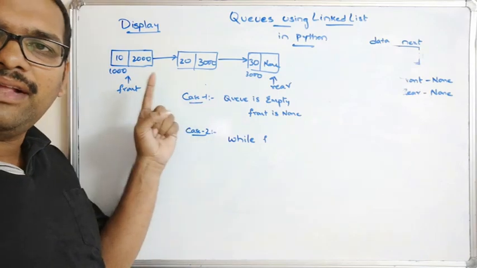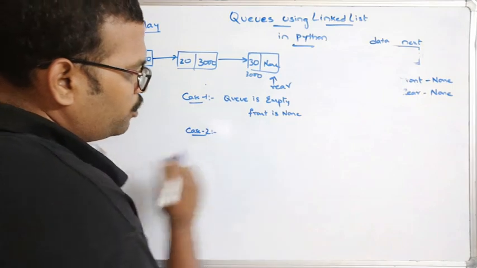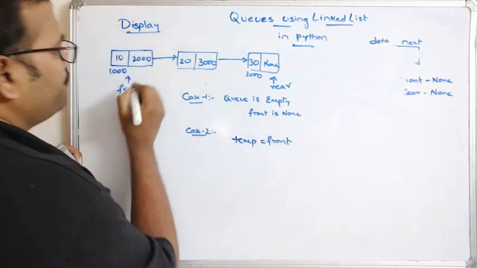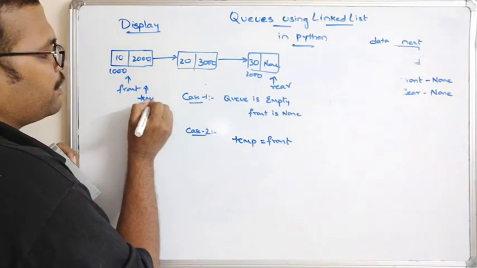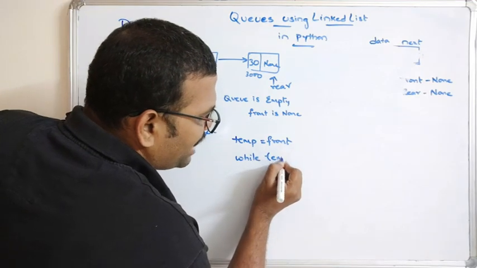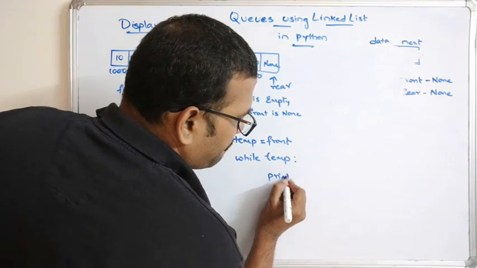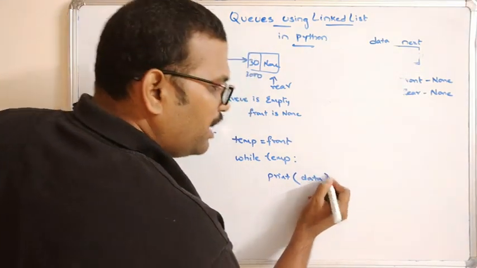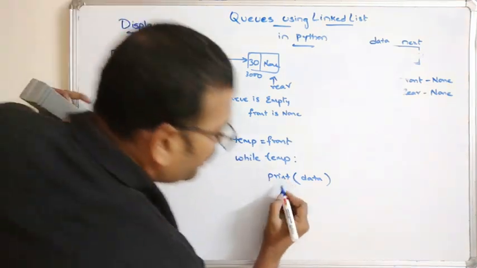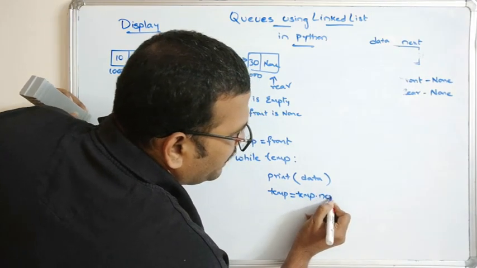In order to travel from the first node to the last node, the first step is to initialize the front to temp, so that we can move the temp value. Obviously the temp will be pointing here. While temp, that means until the temp is available, we are just moving. So just print data. I will write the syntax while executing, don't worry. We need to print each and every element, and we have to move the temp value. Temp is equal to temp dot next.